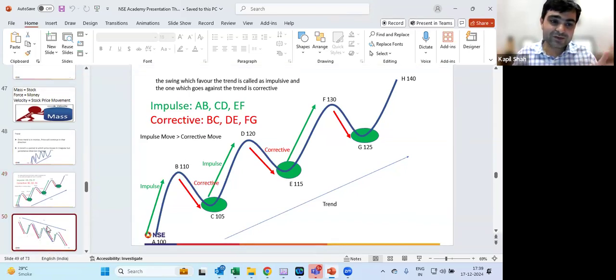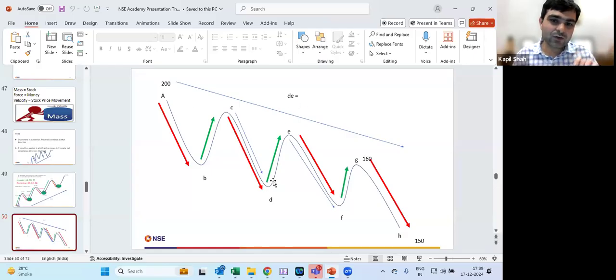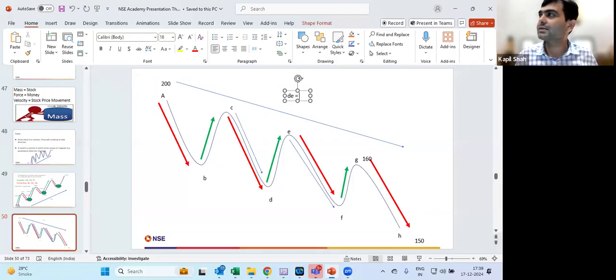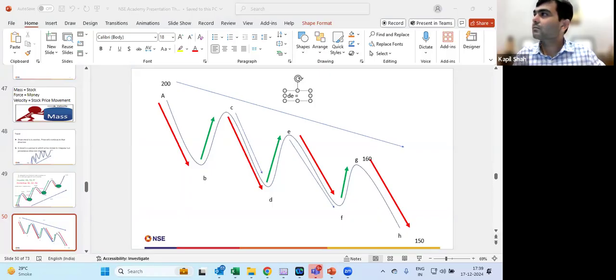Okay, now let me ask you. Let's say this is the trend in front of you. What is the nature of the DE move? Is this my impulse move or is this my corrective move? What do you say? Do you want me to repeat my question? This is the trend in front of you. I am asking, what is the nature of DE? Is this my corrective move or is this my impulse move? Annadurai? No, your answer is not right. Yes, Lakshmi? Yes, this is the corrective move. DE is the corrective move.